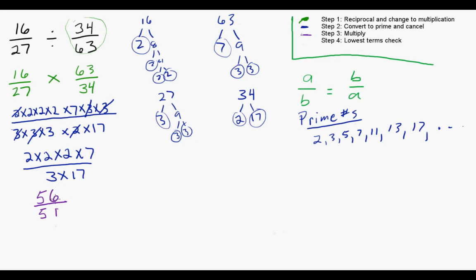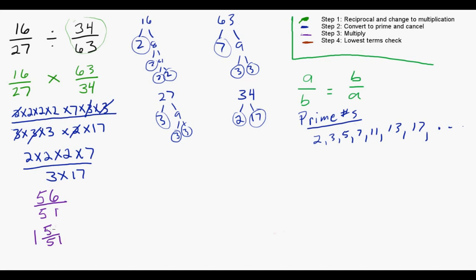Now we're left with our numerator being greater than our denominator. And if you remember what we did in a previous video, we divided that denominator into the numerator. So 51 will go into 56 once, with 5 left over. So 1 and 5 over 51.